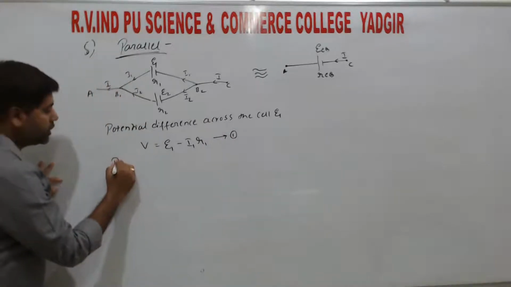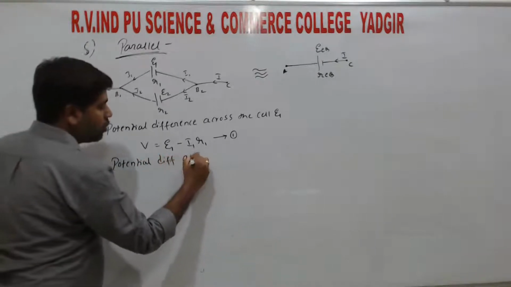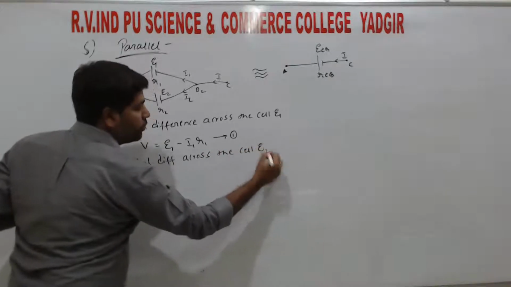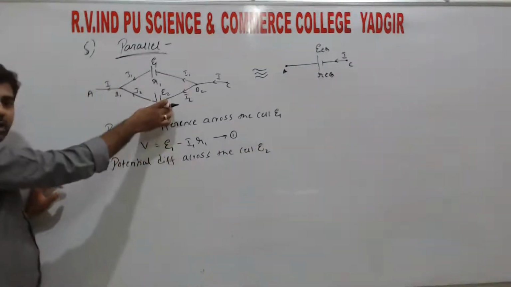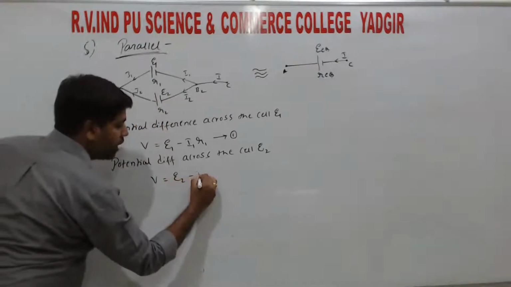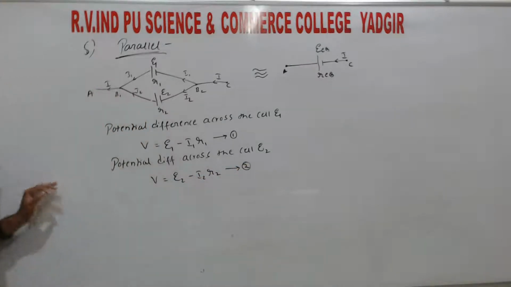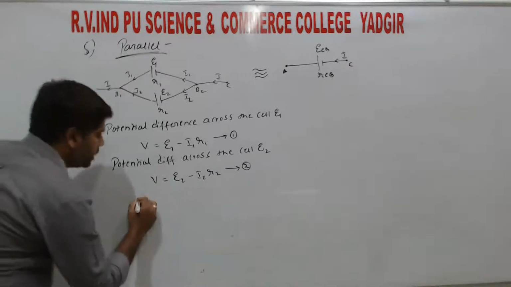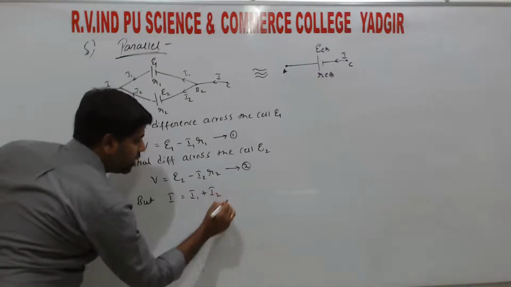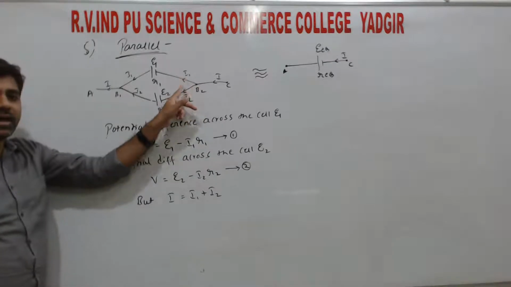So next, the potential difference across the cell E2. Across the cell E2 also the potential is the same. So that's why we can take V is equal to E2 minus I2 R2, right? So we take this as the second equation. But the current I is equal to I1 plus I2. The current is I, and since it divides into two branches, I1 and I2.